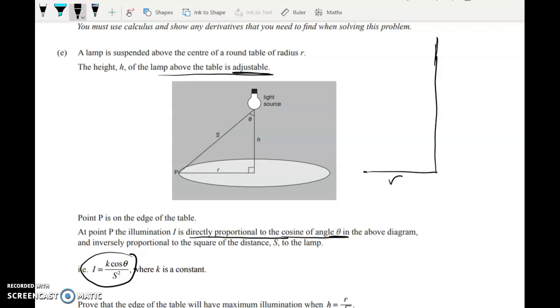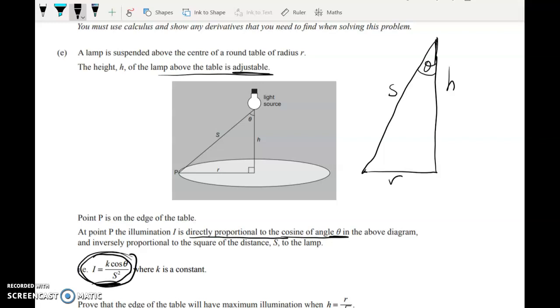Otherwise, it feels like you've got so much going on. So we've got h here, we've got theta in here, and we've got s in here. And then we've got this thing here, which is a problem, right? We've got I, and it's got cos of theta, and it's got s squared in it. Both of those things are going to change. So we have to somehow get this in terms of one variable, and that's not too bad at all.